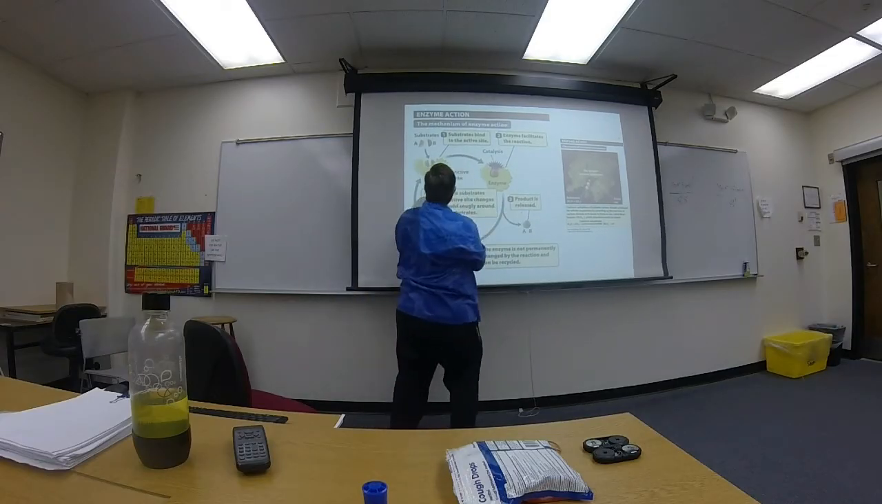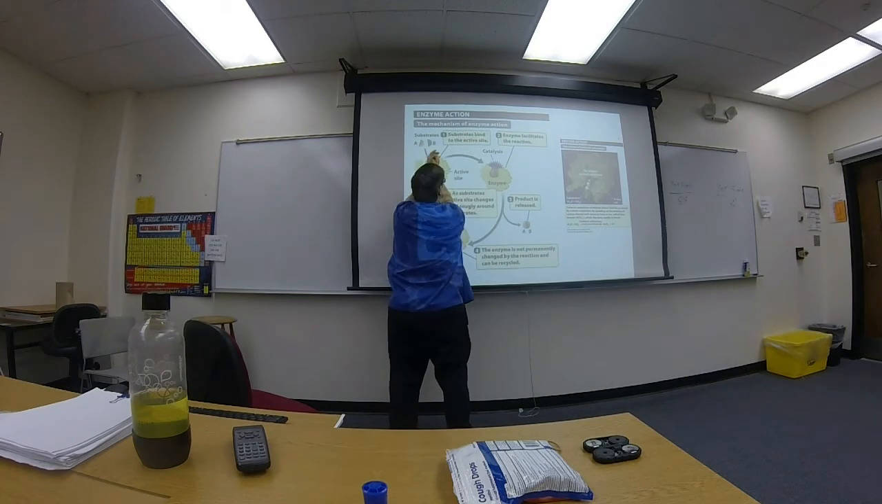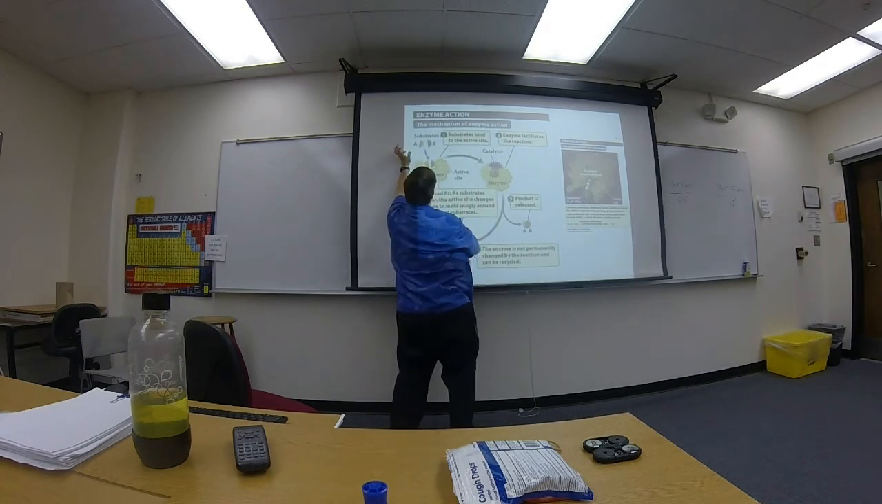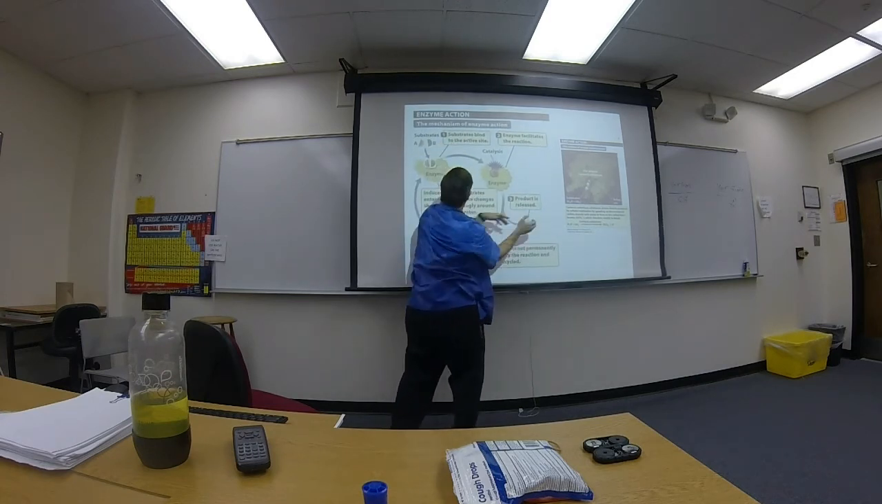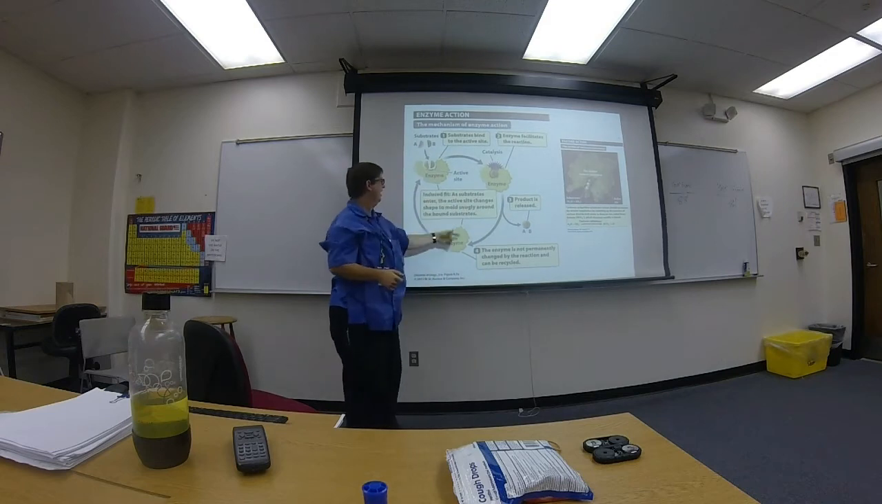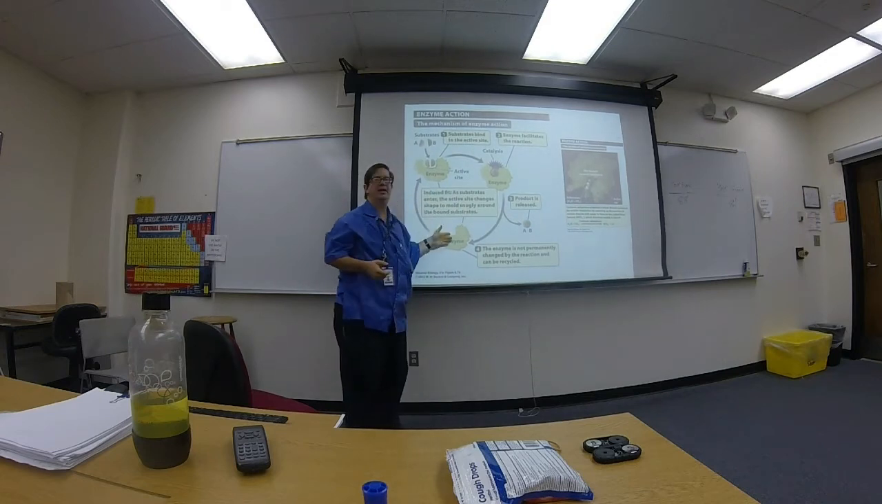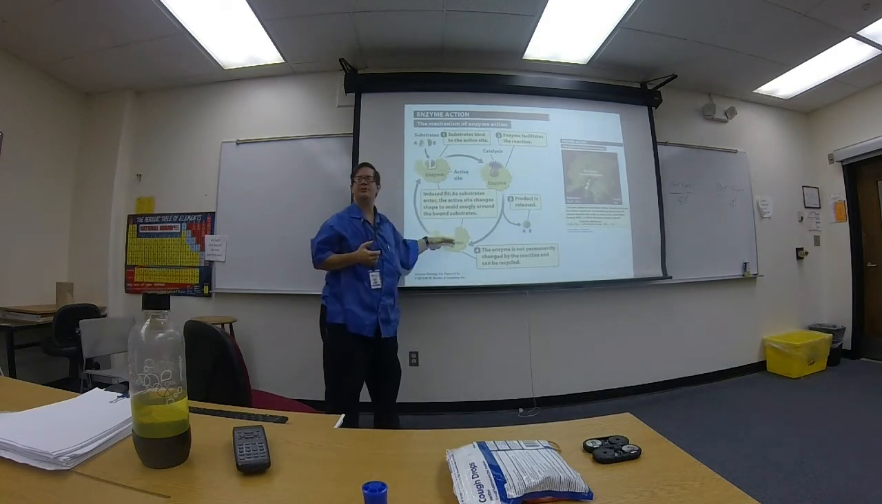Spits that out. It grabs a new A, it grabs a new B, it brings them together, it lets go. It grabs a new A, grabs a new B, spits them out. It goes again and again and again. That's why enzymes make reactions happen so quickly.